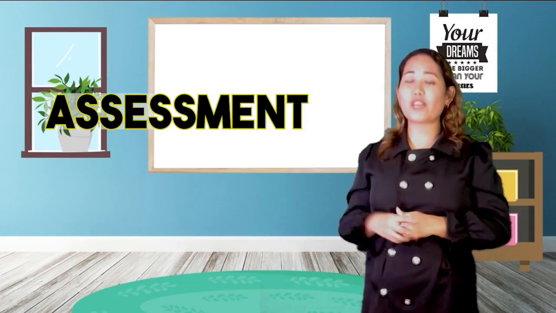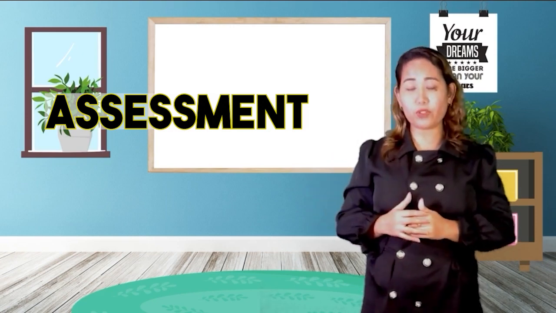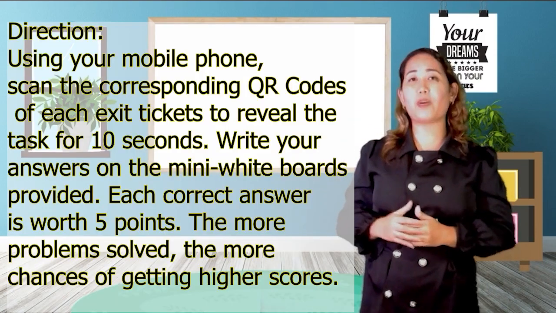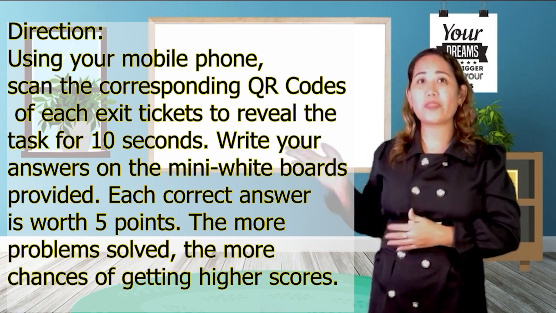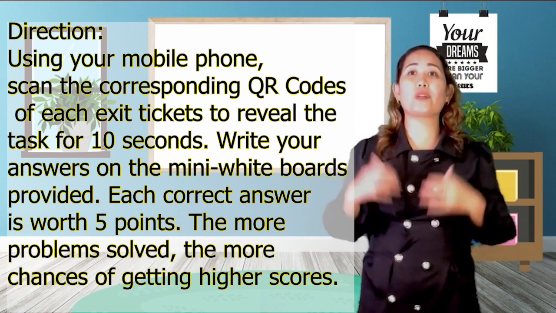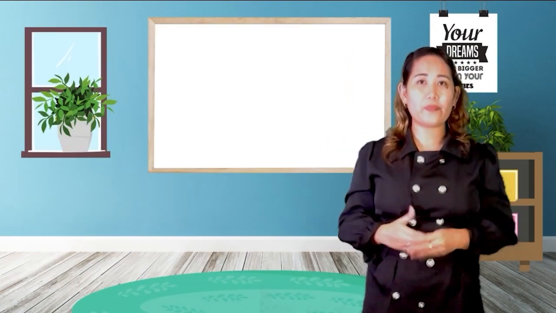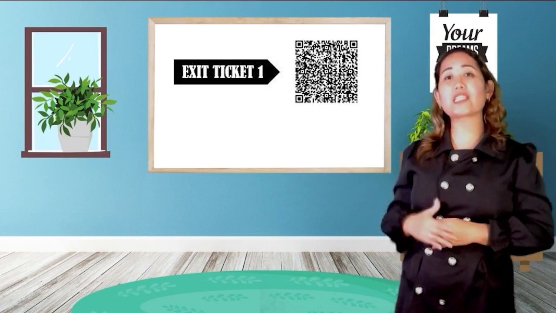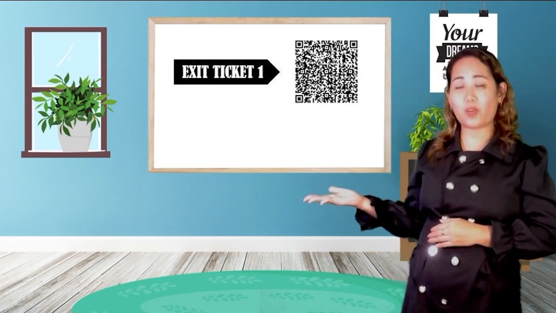Now, for your assessment, you have with you your mobile phones. You are going to scan the corresponding QR codes on the screen, and that will serve as your exit tickets for today's class. In order for you to reveal the task, you need to be performing that one for 10 seconds. Here's your exit ticket number 1 with the QR code.